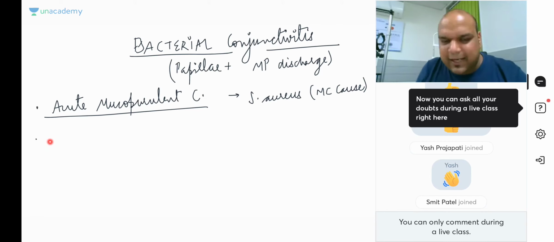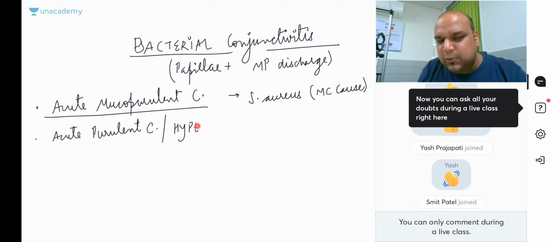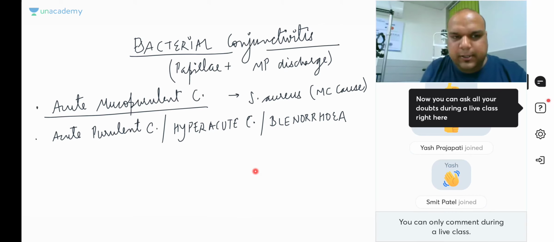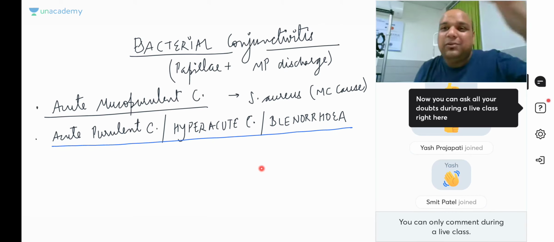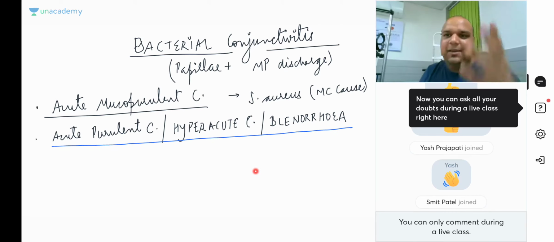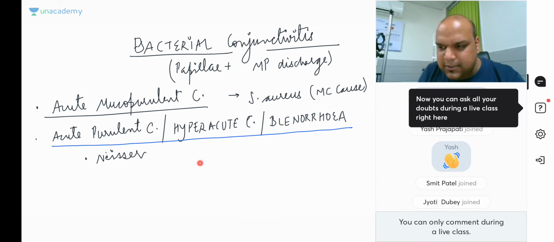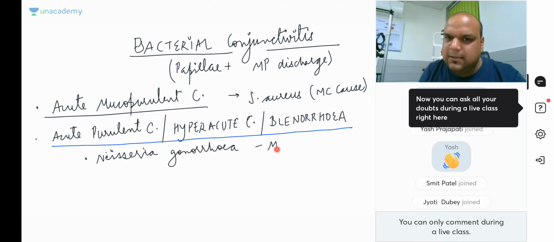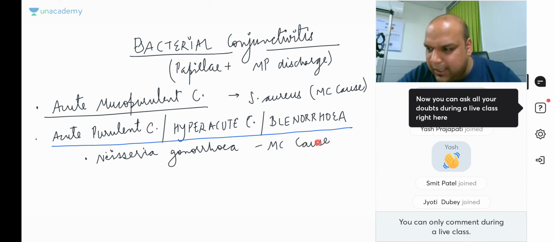And the second is called acute purulent conjunctivitis. There is no mucus, only pus. Also called hyperacute conjunctivitis, also called blenorrhea. Please remember the name. Now this is an important condition, because it is hyperacute, and because it is rare but severe. So what is the cause first of all? It is caused by Neisseria gonorrhoeae. This is the most common cause.